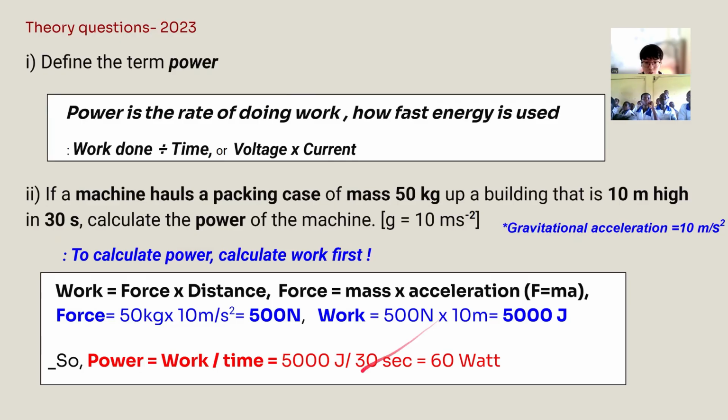So this says 5,000 over 30. It's actually not 60. You can just say it's 500 over 3, sorry, which is around 167 watts. So that is the final solution. I hope that you can get how to solve this problem of power.